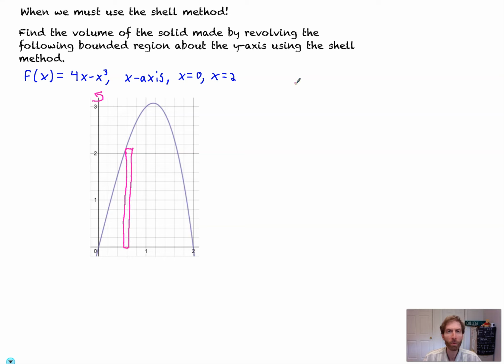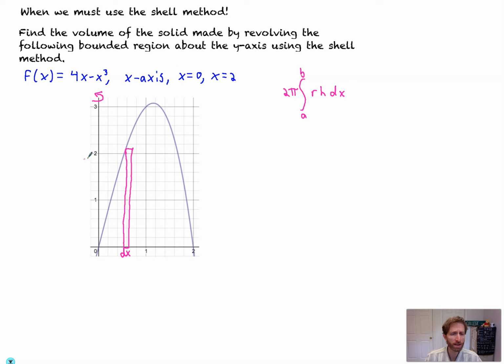And again, start out with your template. If you haven't watched the first video on this, you must. It's a must-see. So we know that the volume is equal to 2 pi times the integral from a to b of the radius times the height, and in this case it's going to be dx. How do I know? Because that width is dx right there of that rectangle.